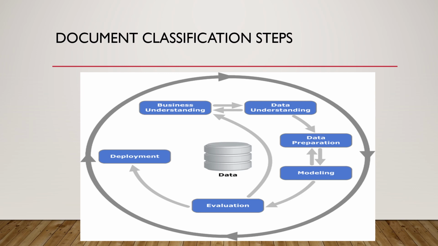And next we will select the modeling, where we select which model we want to implement to solve this document classification, like Naive Bayes, etc., which help us to evaluate the problem.